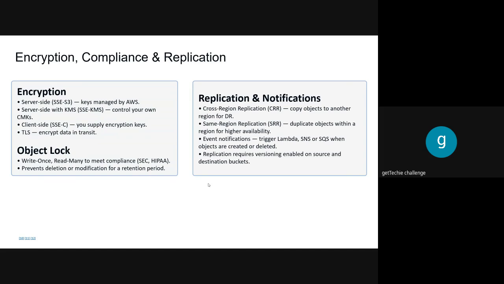You can also do same-region replication, where you duplicate your object within a region for higher availability. In this case, we're looking at availability zones. Then event notification. You have to set event notification. For example, it can trigger a Lambda function, SNS or SQS. I know right now it's like I'm speaking British, but just bear with me. We will look at that.